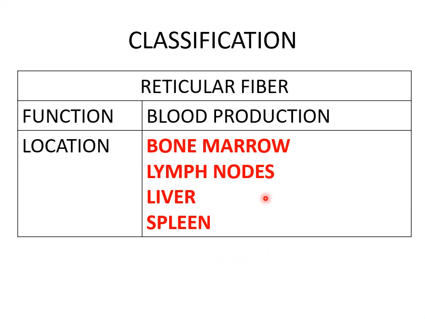So, ano ang function ng reticular fiber? Pwede mong isulat doon is for blood production. So, kung blood production ang reticular fiber, saan silang primarily nakikita? Number 1, bone marrow. Ito yung main location for blood production, lalo-lalo sa adults. And then lymph nodes. Lymph nodes din kaya mag-produce ng blood cells. And then, in some cases, lalo na sa mga newborn, tinutulungan ng liver and spleen in terms of blood production. So, makikita mo din yung reticular fiber in this type of organs.